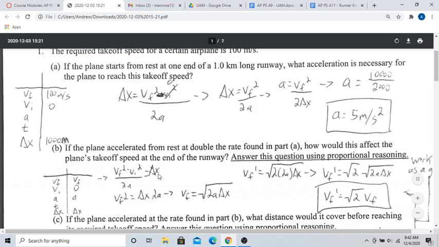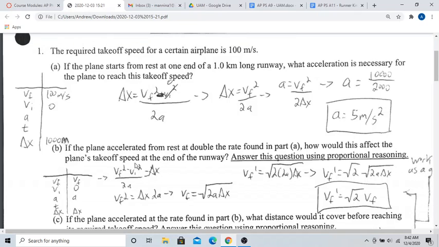So what I do now is I solve for VF. I solve for this formula, because at the end of the day, I'm trying to figure out how fast the plane's going at the end of all this. So I'm trying to find VF. So I do a little bit of algebra.